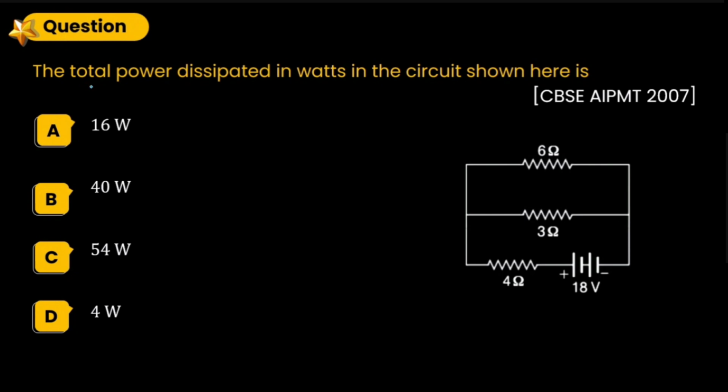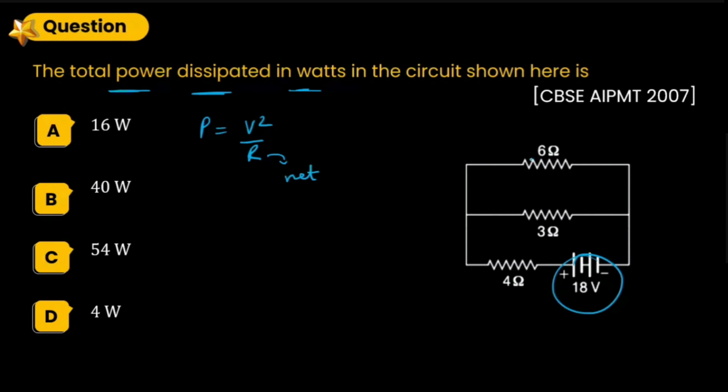Again, there are some questions and you should do them. You can try that question also. We have to find the total power dissipated in watt. So how can we find the power? Power is nothing but V square by R. That R is something which needs to be found. So an 18 volt battery is given. We have to find R. How can we find it?